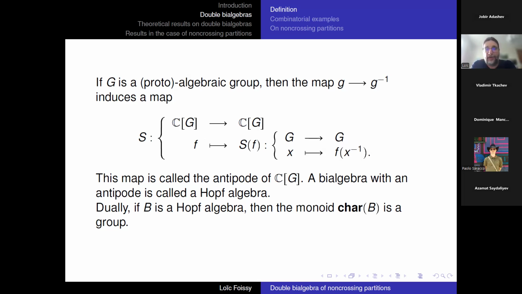So this gives you another structure on C of J, on this algebra, which is called the antipode, with good properties. You can think that, for example, you know that the inverse of GH is the inverse of H times the inverse of G. And this can be translated into the fact that S is an anti-algebra morphism, for example. When you obtain a lot of properties like this, a bialgebra with an antipode is what is called a Hopf algebra. And usually, if you have a Hopf algebra, then the monoid of characters, in fact, is a group, and the inverse is given by the antipode.